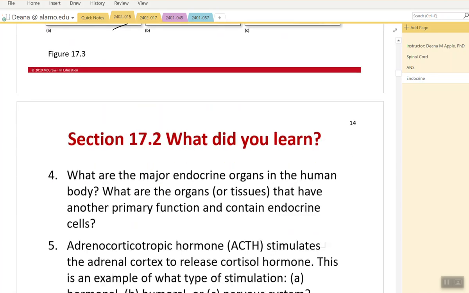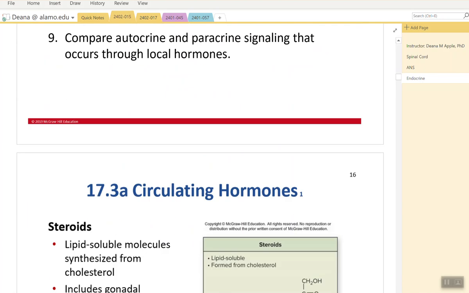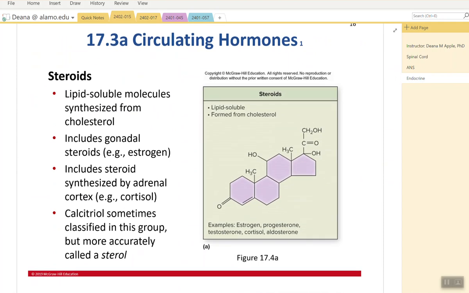All right, back to the slide we were on here with circulating hormones. Okay, so we're talking about steroids. Steroids are lipids, but our body is full of mostly water in our blood system, right? So these steroids, which are lipids, don't dissolve in water, right? They don't dissolve in our blood. So how do we move them through our blood system?